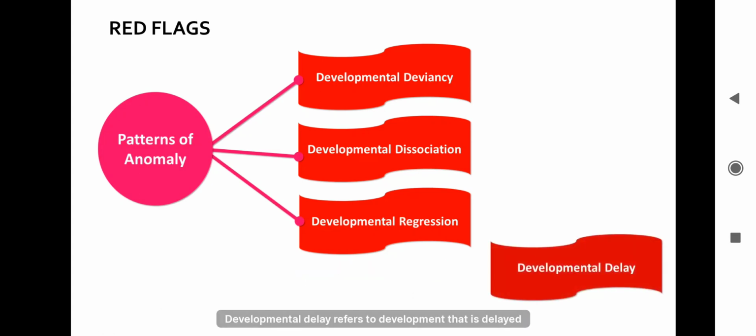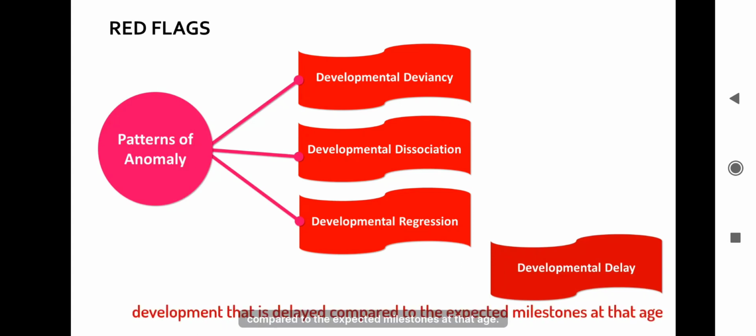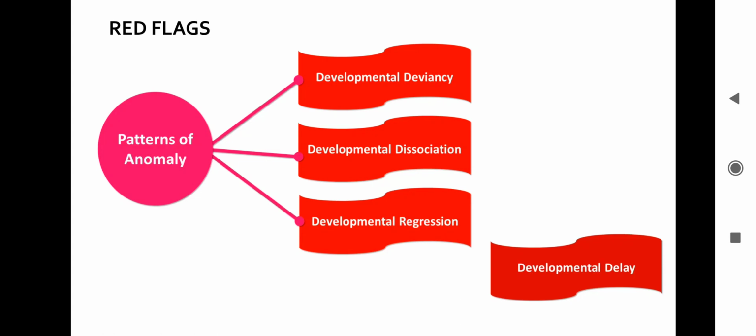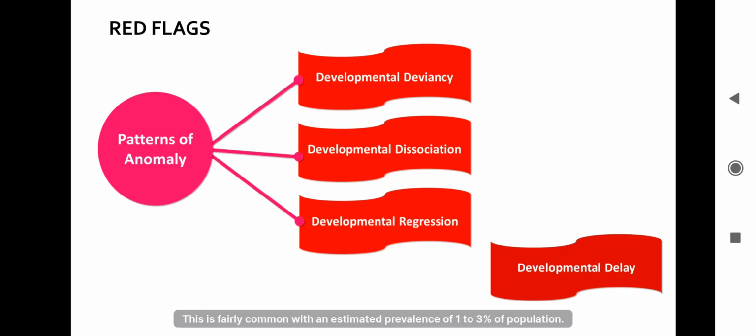Developmental delay refers to development that is delayed compared to the expected milestones at that age. Global developmental delay is defined by delay in 2 or more domains. This is fairly common, with an estimated prevalence of 1 to 3% of population.